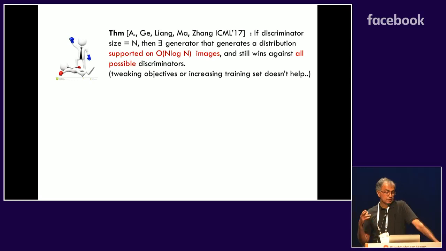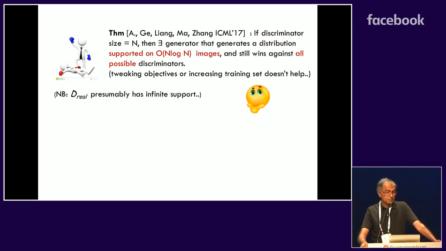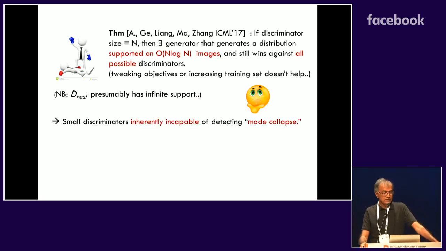So this is not saying that, you know, the GAN can't learn new images. It's allowed to learn new images, but it's not needed to win the game to learn a lot of new images. So presumably the real distribution has infinite support, right? Like all possible combinations of scene elements, lighting, angles, etc. It's really infinite support. And so what this result is saying is that small discriminators are inherently incapable of detecting mode collapse. Okay?